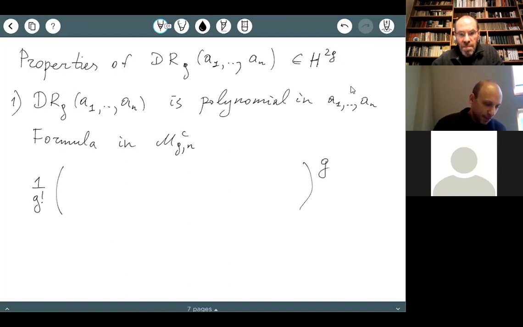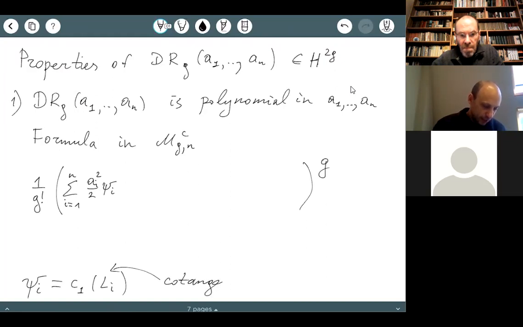And here is this something. First of all, there is a sum for i from 1 to n of a_i squared over 2 times psi_i. And psi_i is the first Chern class of L_i, and L_i is, remember from last time, the cotangent line to the i-th marking.